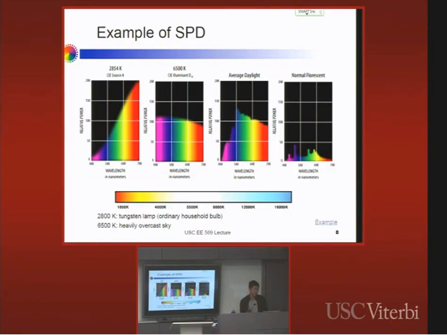On the very left side, you can see the tungsten lamp. This is something we probably usually see in a room, and you can see that most of the power is concentrated in the red region. So that's why it appears to be a little bit orangey. The one on the very right side is what we call the normal fluorescent. You can see that the power of all the wavelengths is relatively low. However, you do see some small spikes in the blue area. So that's why the fluorescent light appears to be a little bit bluish.